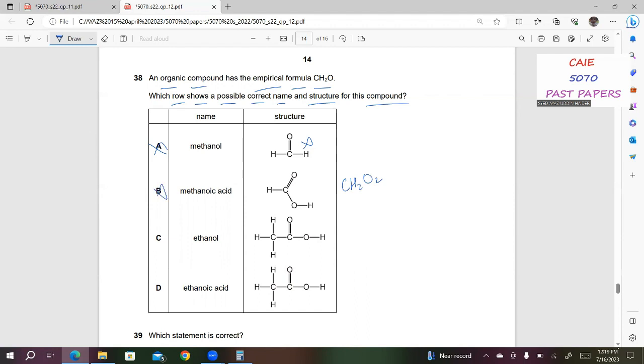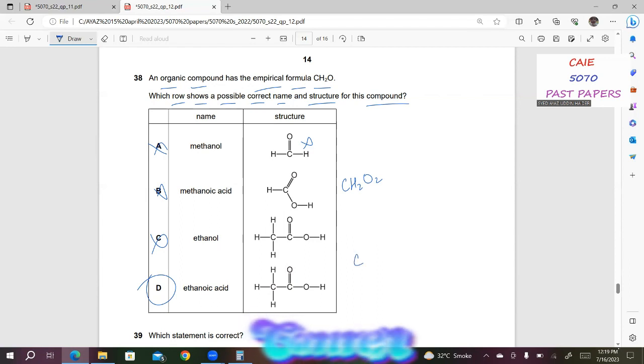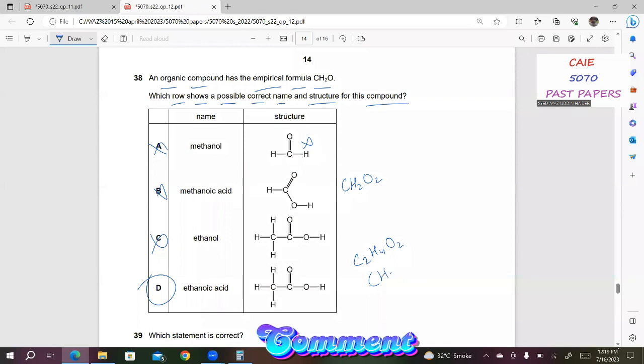C, ethanol. The structure is wrong because the structure is of ethanoic acid. So only choice D is left, which is correct, ethanoic acid. And the formula is also correct. CH3COOH. Let's see the empirical formula. 2 carbon atoms, 4 hydrogen atoms, and 2 oxygen. So the empirical formula will be CH2O. So this is correct.